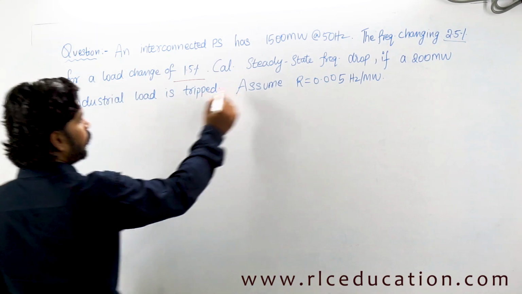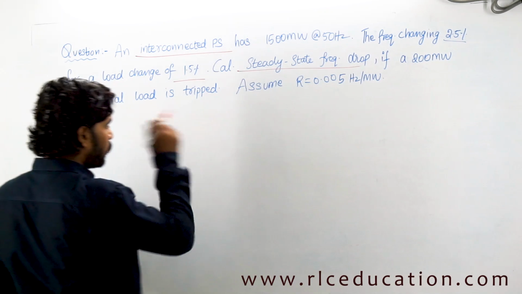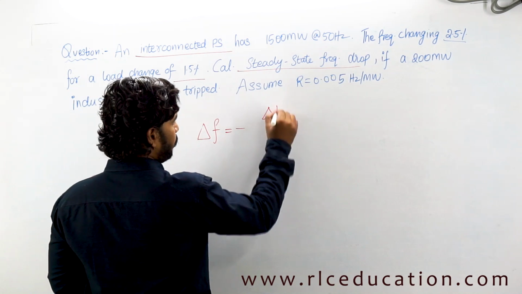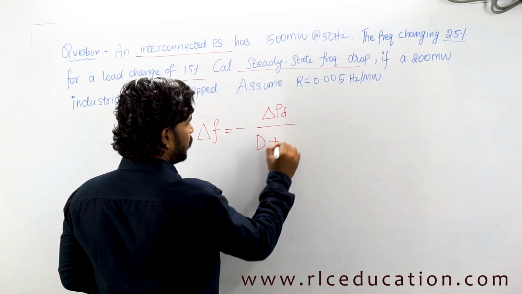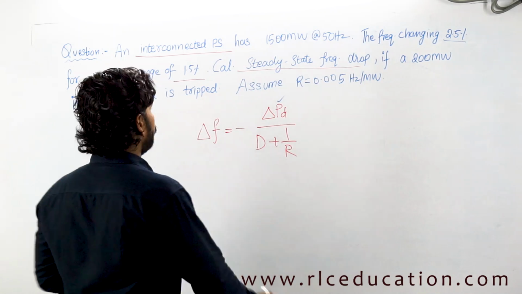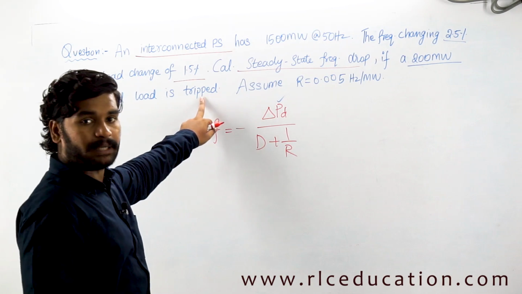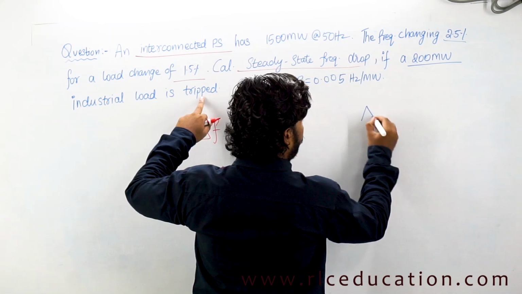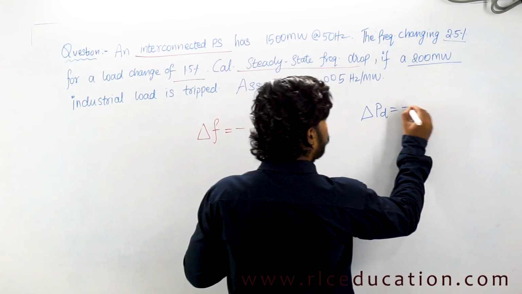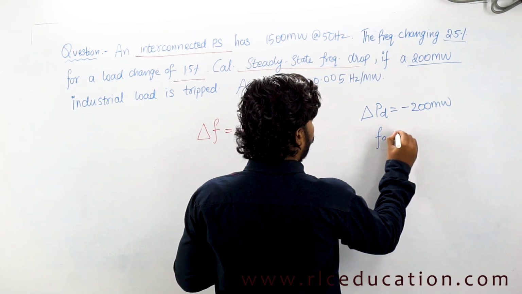So he's asking you to find out the steady state frequency drop, and for which case? Interconnected power system case. And I hope you remember the formula. What was that formula? Delta F is equal to minus of delta PD divided by damping coefficient plus 1 by R. Now you know what PD is, the change in load. What is the change in load? 200 megawatt, and 200 megawatt is tripped off, that means removed. That means 200 megawatt has been removed. If the load is removed, what should be the PD, positive or negative? Negative. So minus 200 megawatt is PD.